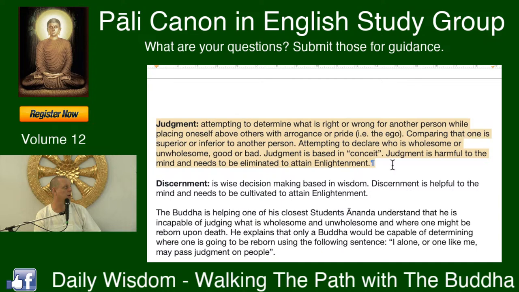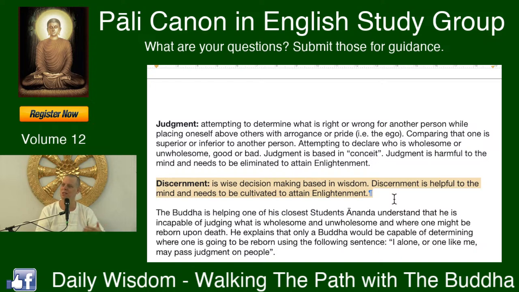So here I'm describing what is judgment. Judgment is something that you need to eliminate from the mind, where you're looking down on other people. But then I'm also describing discernment. Discernment is wise decision making. You need that in order to get to enlightenment. That's the difference between judgment and discernment. Judging someone is looking at somebody else and trying to determine what's right or wrong for them, or what is wholesome and unwholesome for them. That's judgment. That's putting yourself above or below someone. That won't allow you to get to enlightenment. As long as your mind is doing that, you'll be hindered from getting to enlightenment.